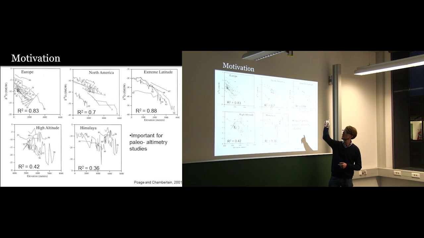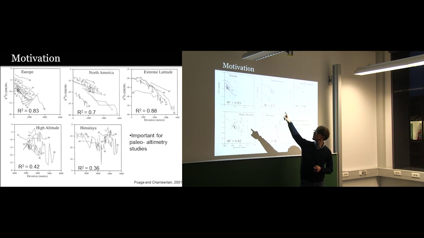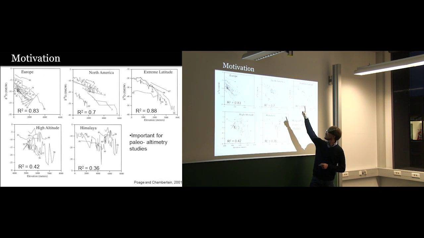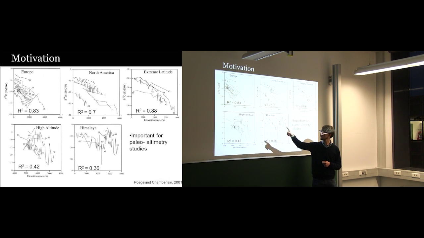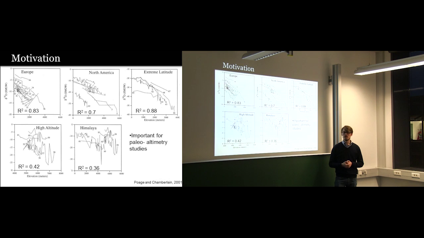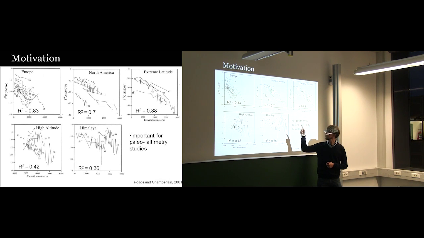For example, if you look here in the upper part, here in Europe, you see that there's a quite good fit between the oxygen on the y-axis and the elevation on the x-axis. And then here the same in North America, and of course it's very good for extreme latitudes where you have a large temperature gradient. However, here in the lower part, when you go to higher elevations, you see that the fit is quite poor, and it's not so well understood why these fits are so poor.